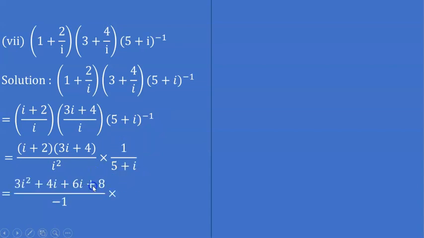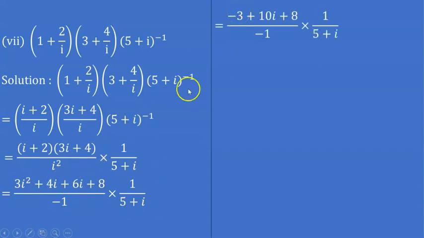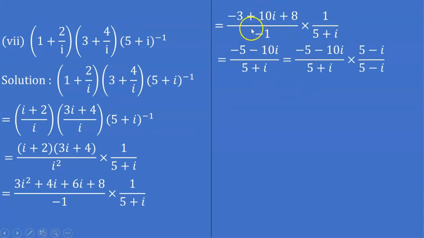And next simplification: i into 3i, you will get 3i square; i into 4, 4i; 2 into 3i, 6i; 2 into 4, that is 8. i square means what? Minus 1, into 1 upon 5 plus i. Now next, 3i square, i square means minus 1. 4i plus 6i, you will get here 10i plus 8 upon minus 1, into 1 upon 5 plus i. Next simplification, minus 5 plus 8, you will get plus 5.